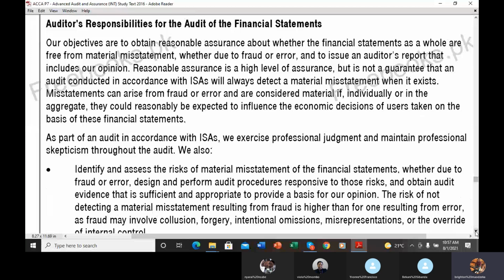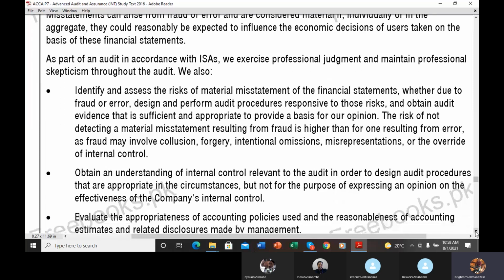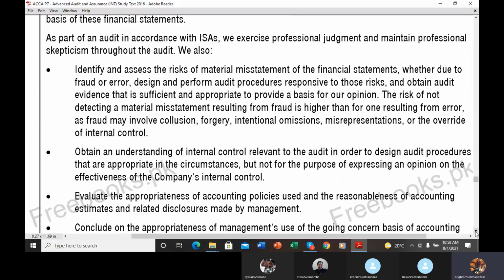Then now we have the heading, auditor's responsibility for the audit of the financial statements. Here you're telling us your responsibility as an auditor. Your responsibility is to assess the risk of material misstatements, to obtain an understanding of internal controls, to evaluate the accounting policies, and to express your opinion. Those are the auditor's responsibilities. That's what should be included under this heading.